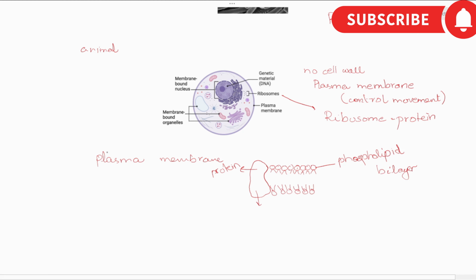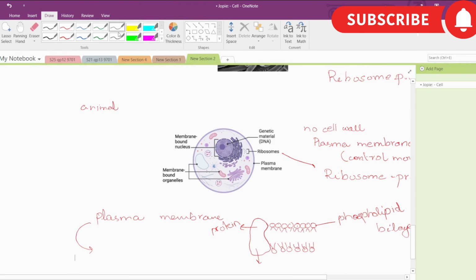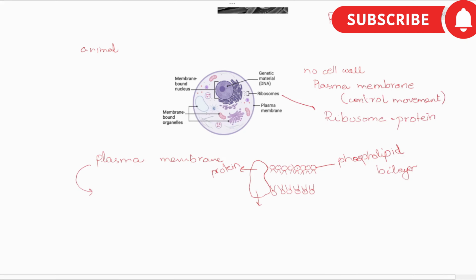since it allows only a few substances to pass through. So there is a word for this which is called selective permeable. Okay, we call it selective permeable, or you may have heard of the name partially permeable membrane. Are you getting my point?